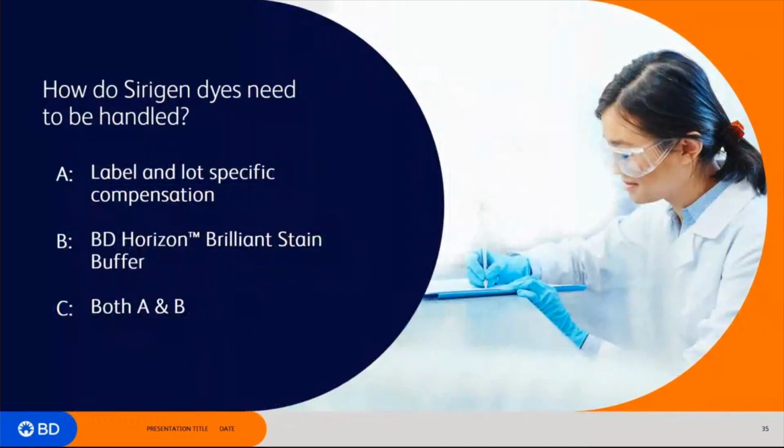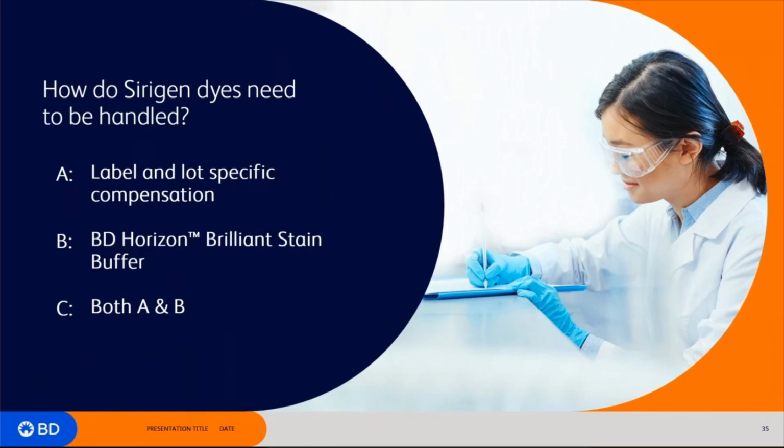So that brings me to the next question. If you use Brilliant Violet dyes, how do they need to be handled? Do they require label and lot specific compensation? Do you need to add BD Horizon Brilliant Stain Buffer, or both? So as you can see previously, they have a common core. So yes, label and lot specific compensation is required. But how about Brilliant Stain Buffer?